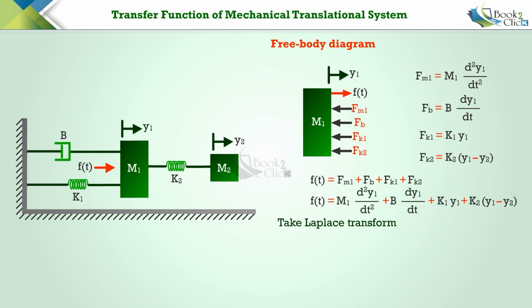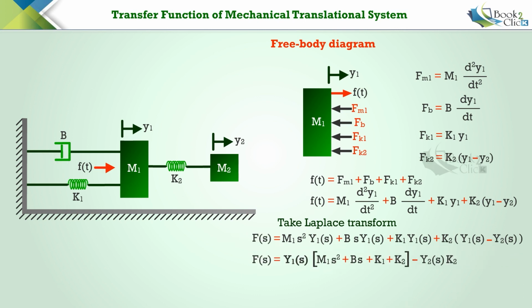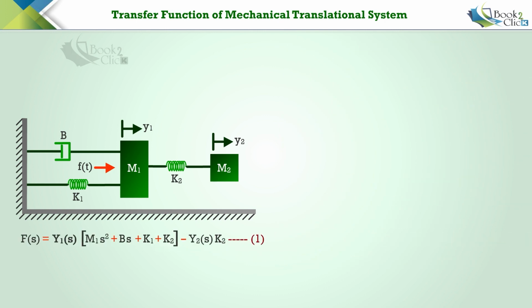Let us take Laplace transform for this equation. We know that the Laplace transform of d square y1 divided by dt square is s square into y1 of s. Laplace transform of dy1 divided by dt is s into y1 of s. Laplace transform of y1 is y1 of s and y2 is y2 of s. Laplace transform of f of t is f of s. Now, rearrange this equation to group the terms having y1 of s. Name this equation as 1.